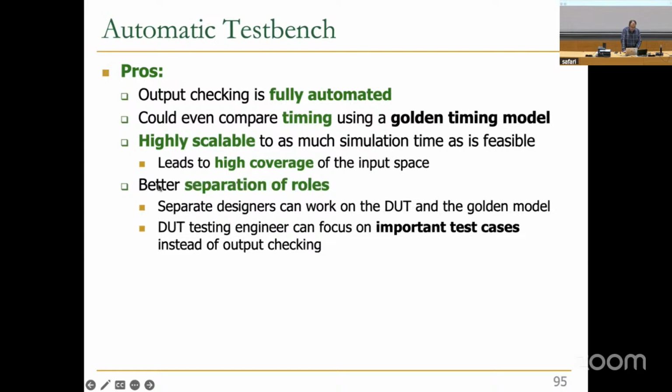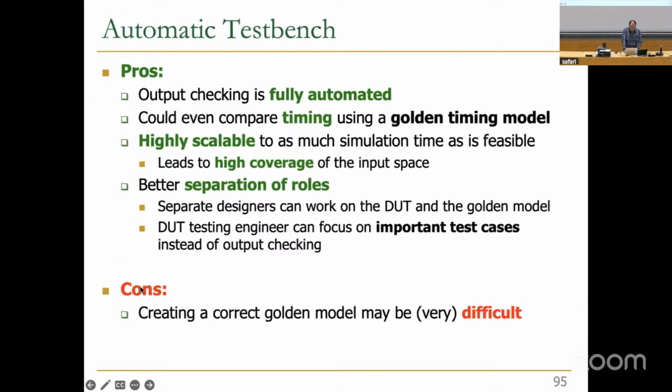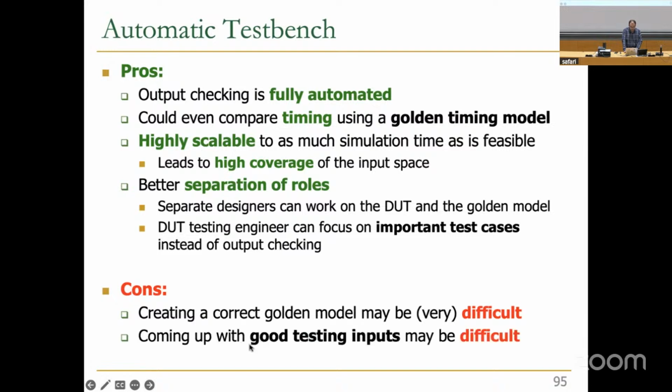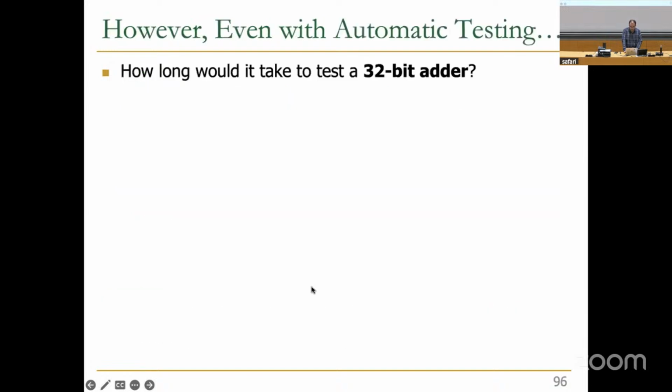And also there is better separation of roles. Now we can separate designers: some designers can work on the device under test, and some other designers can work on the golden model. The testing engineer can focus on important test cases instead of output checking, for example. As cons, creating a correct golden model may be very difficult, and coming up with good testing input may be difficult as well.